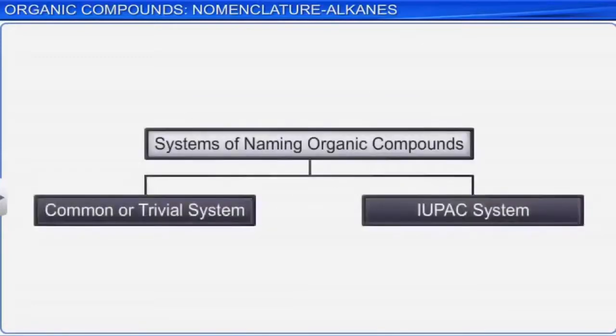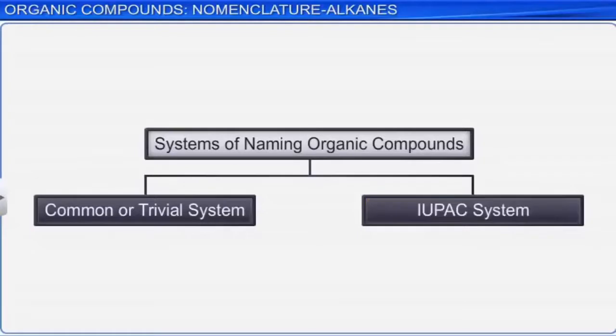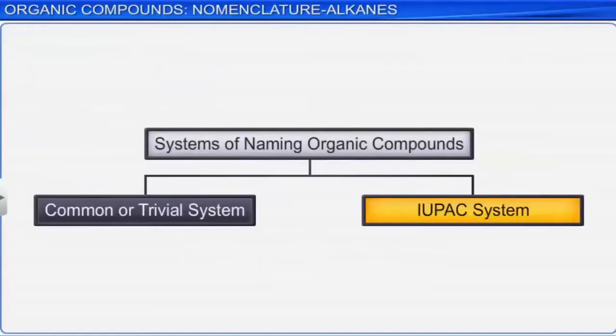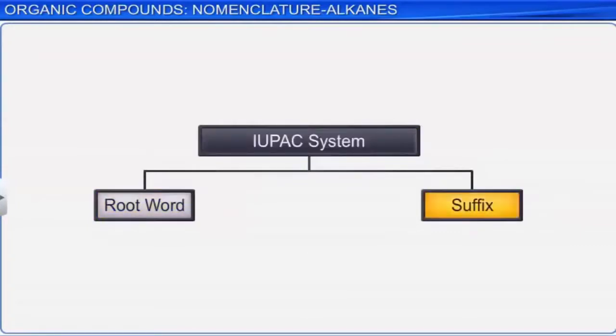We know that there are two systems for naming organic compounds, the common or trivial system and the IUPAC system. The names of the first four members of alkanes are based on the trivial names. They are methane, ethane, propane and butane. The IUPAC name of an alkane basically consists of two parts, the root word and the suffix.